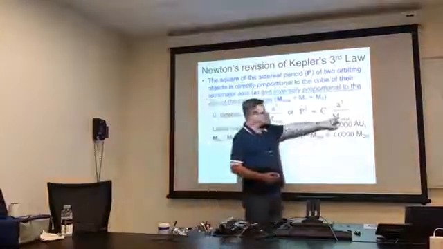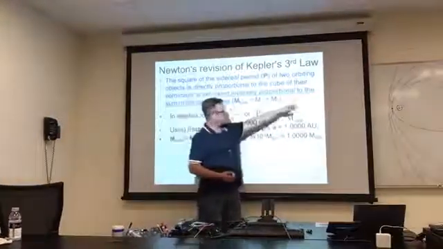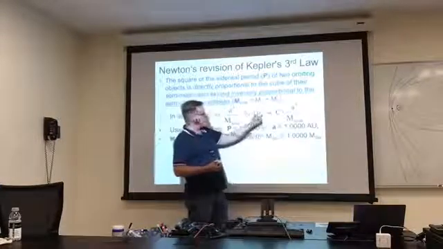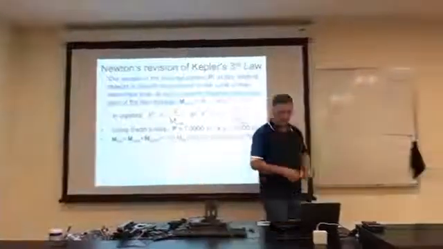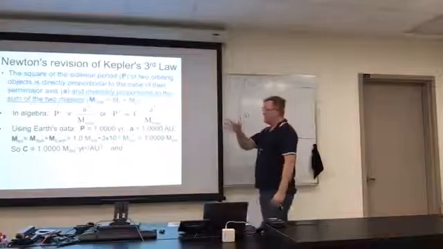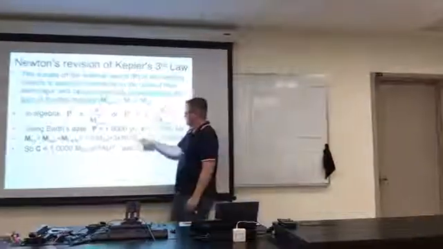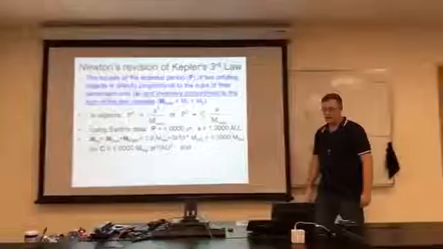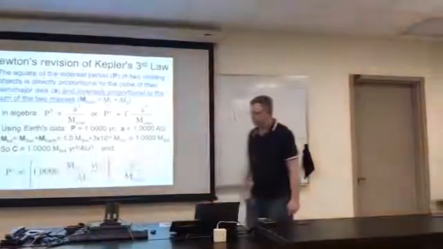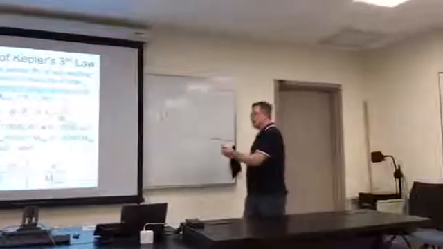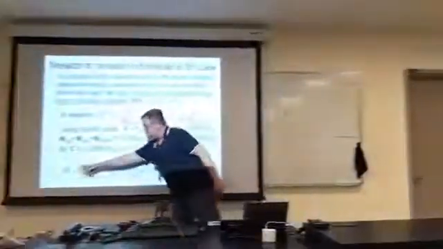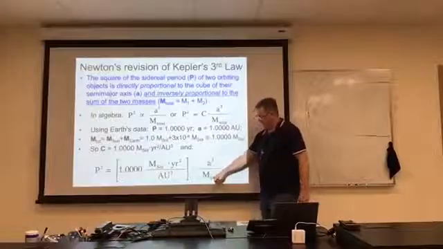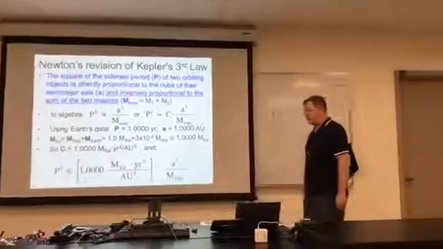So this is 1, this is 1, this is 1. The squares and the cubes don't matter because it's 1. If that fraction is 1 and this side is 1, C has to be 1 as well in this set of units. So C has a value of 1 solar mass times years squared divided by AU cubed. And Newton's version of Kepler's third law tells us that the time it takes an orbit to complete is related to the size of the orbit and the total mass of the two bodies attracting each other through gravity.